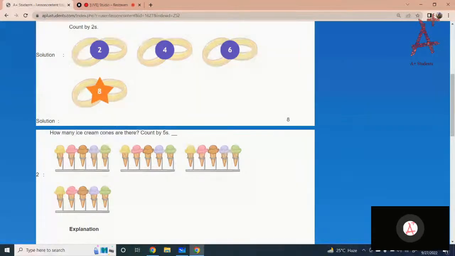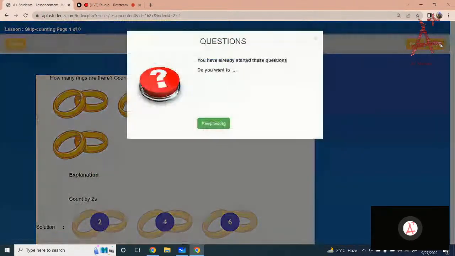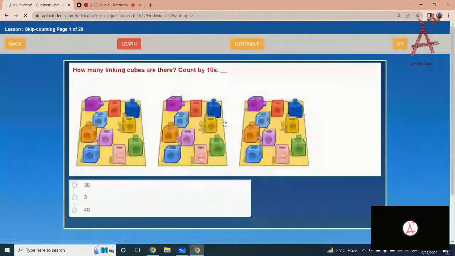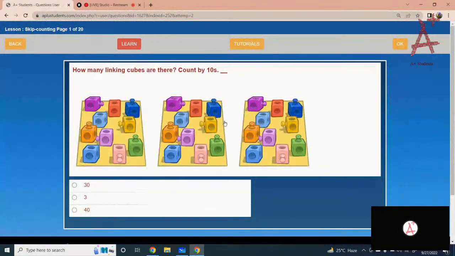Got it? So when you have to count by fives or by twos, that means you have to count them in sets. You don't need to count them one by one. You have skipped some of the numbers. Got it? Okay. How many linking cubes are there? Count by tens. So count by 10 means in each set you have 10 cubes. So the first one has 10, the second one is 20, and then 10 plus 10 makes 30. So the third one has 30. Got it? So that means the first option is the correct one. Select the correct option and click on the OK button.